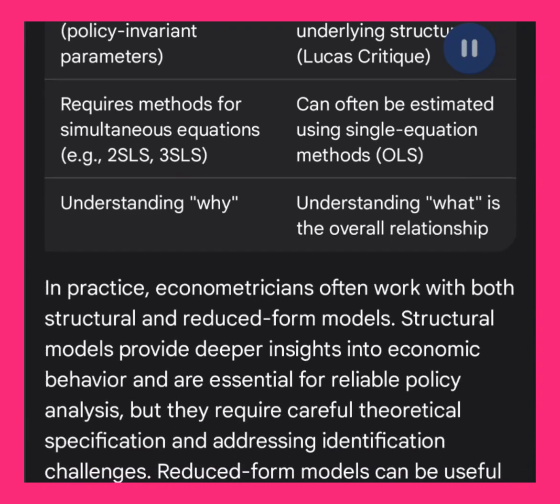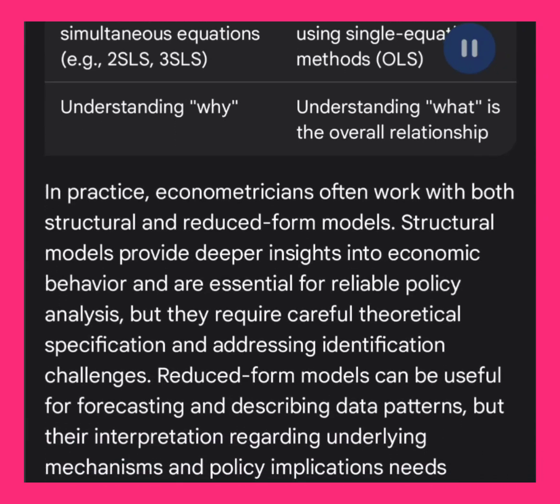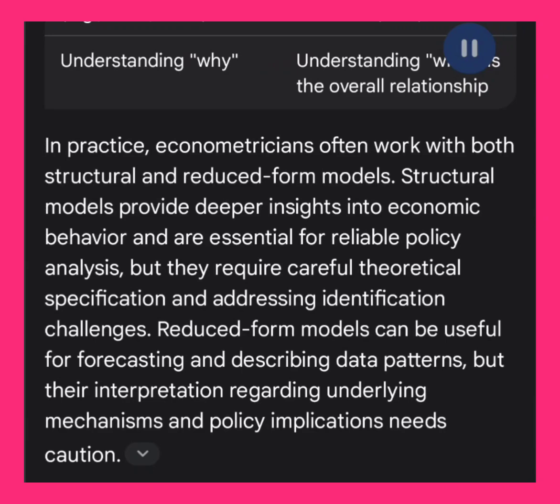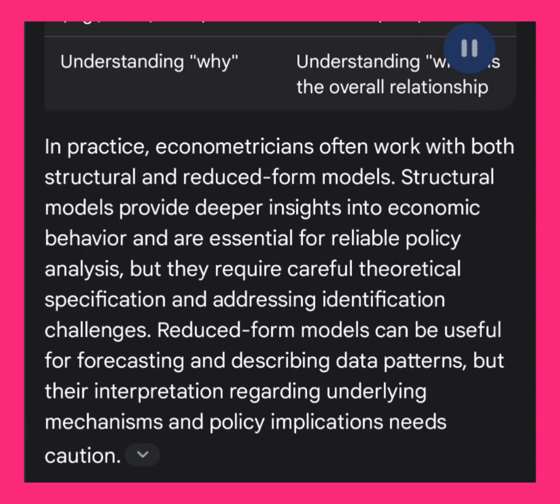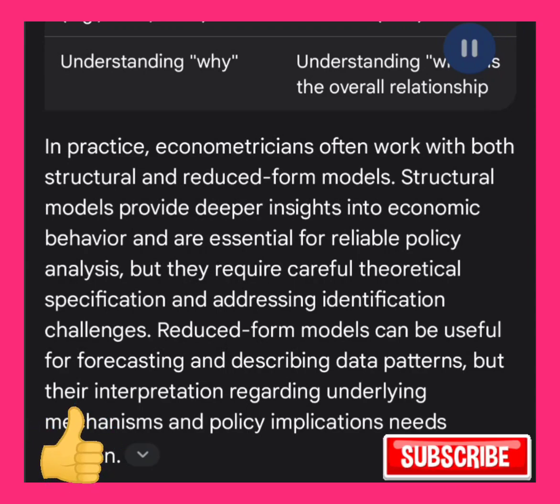In practice, econometricians often work with both structural and reduced form models. Structural models provide deeper insights into economic behavior and are essential for reliable policy analysis, but they require careful theoretical specification and addressing identification challenges. Reduced form models can be useful for forecasting and describing data patterns, but their interpretation regarding underlying mechanisms and policy implications needs caution.